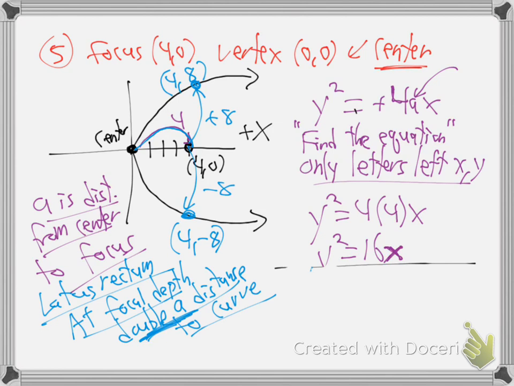We good there? They'll ask you for the upper latus rectum, 4, 8, and the lower latus rectum, 4, negative 8. I hate parabolas. And the equation.